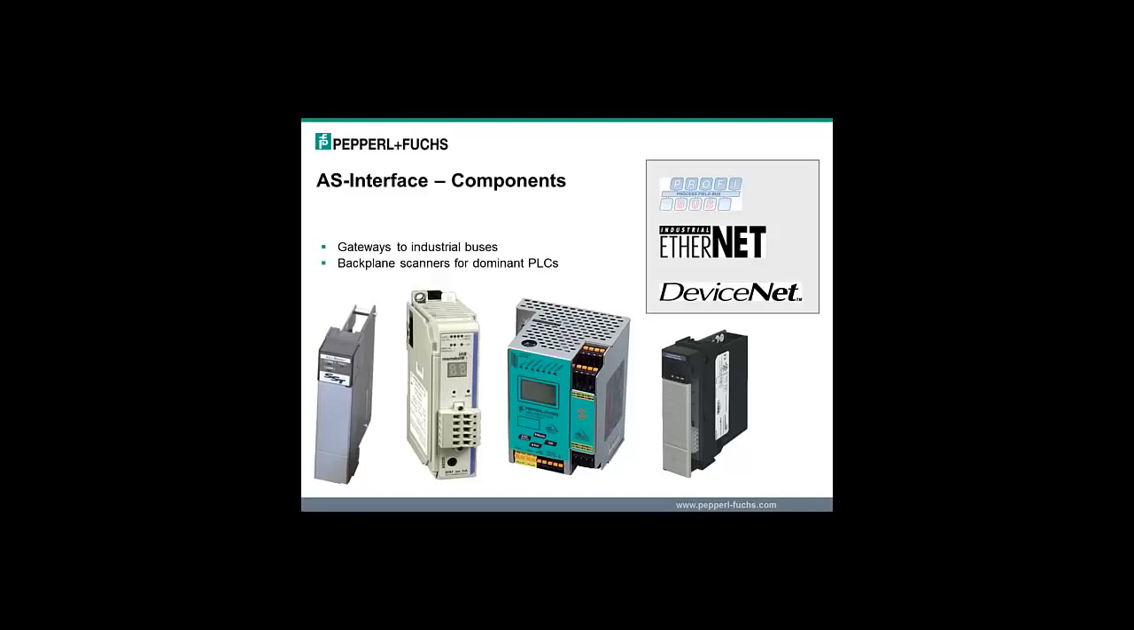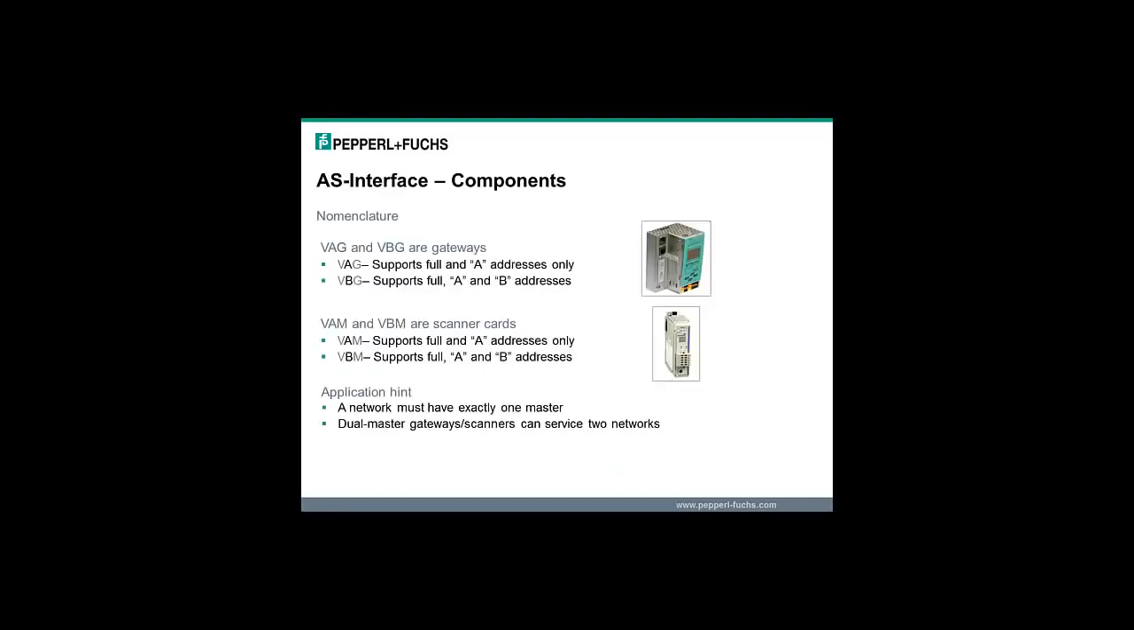For instance, some engineers like the flexibility that comes with making AS interface a part of their Ethernet IP infrastructure, while others are more comfortable with a direct connection to the backplane. The model names of the Pepperl & Fuchs AS interface gateways start with VAG or VBG.